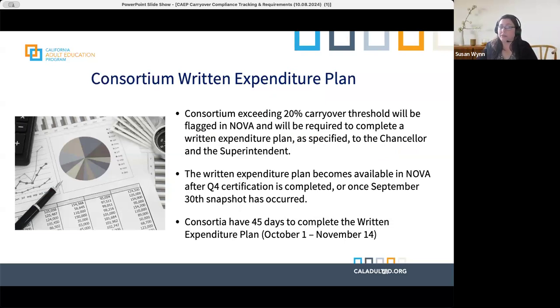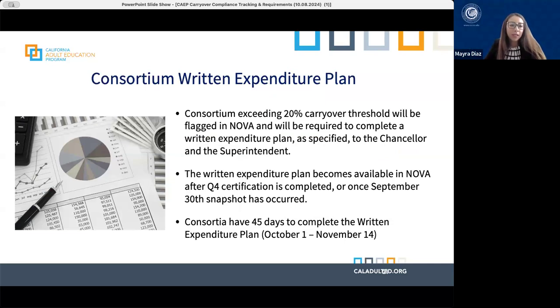about the written expenditure plan. Thank you, Susan. So the written expenditure plan is one of the triggered actions that has populated as a result of this first official year of tracking. And as legislation states, consortia that have exceeded 20% carryover as an entire consortia will be flagged in NOVA and will be required to complete a written expenditure plan. The written expenditure plan is available in NOVA. Neil will walk us through the questions in the later slides.